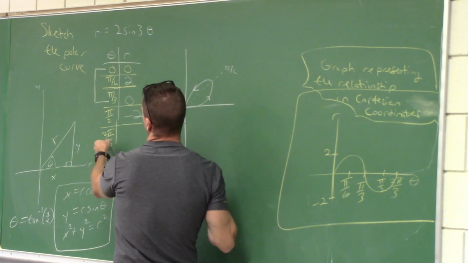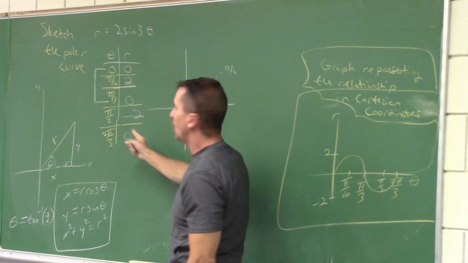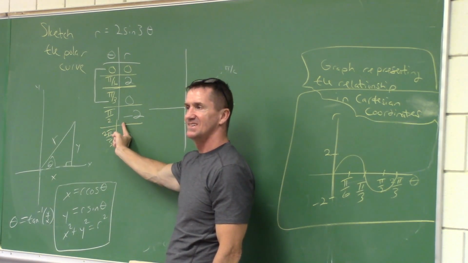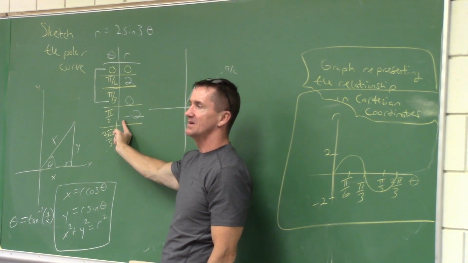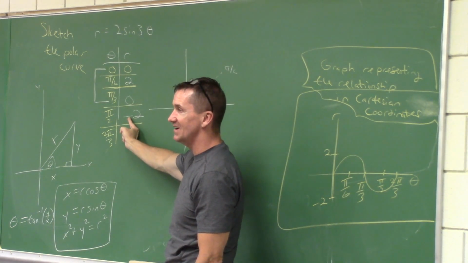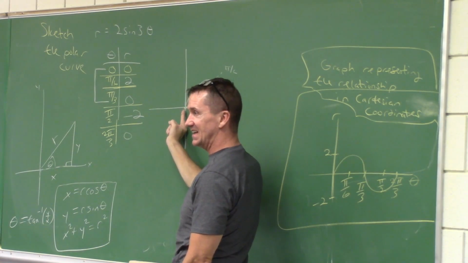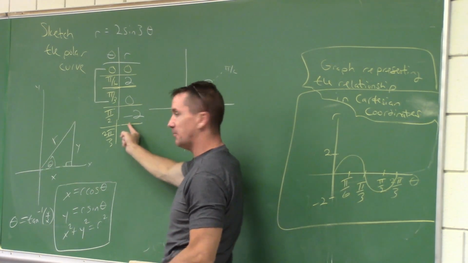-2. And what would that be? 0. Now, can you help? I was wondering if you could help me plot this. Where is that point going to be? Pi over 2 is here, but the r is what? Negative. So you know where this petal is? It gets down here, doesn't it? Does everyone see where that point is?